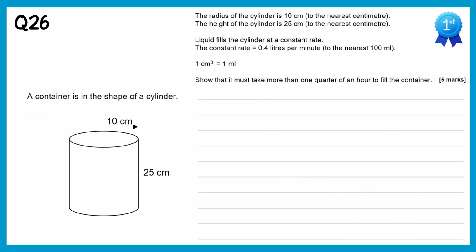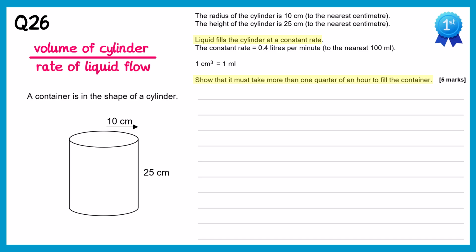In this question, we're told that liquid is going to fill a cylinder at a constant rate, and we need to show that it takes more than 1/4 of an hour to fill the container. If we're going to work out how long it takes to fill the container, we'd do the volume of the cylinder and divide it by the rate at which liquid is flowing into the container.